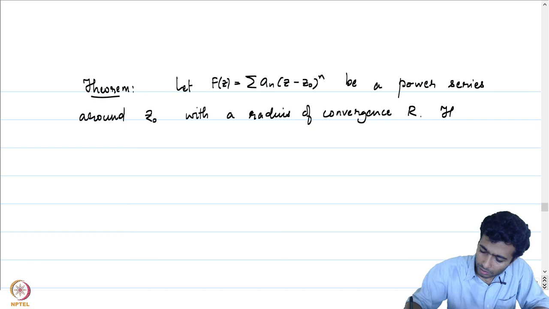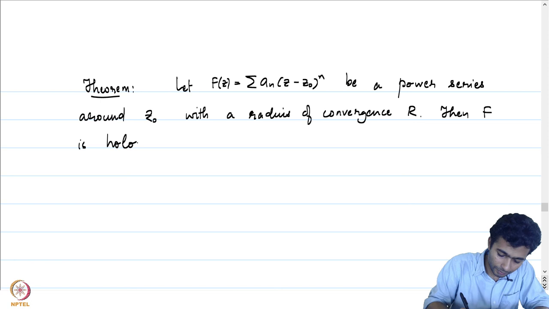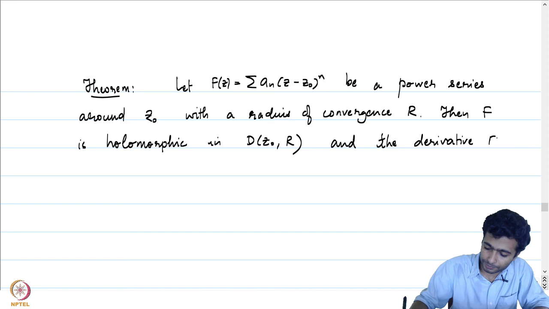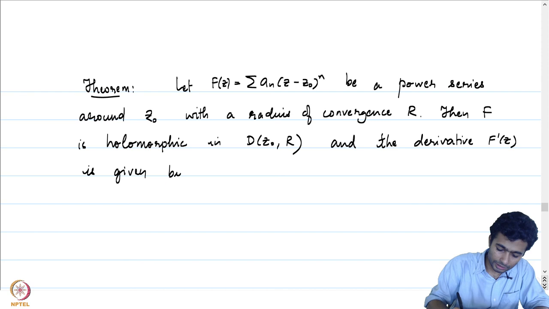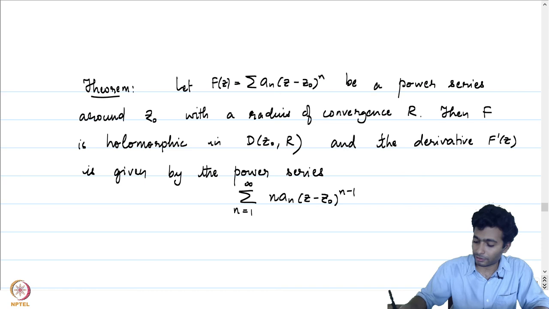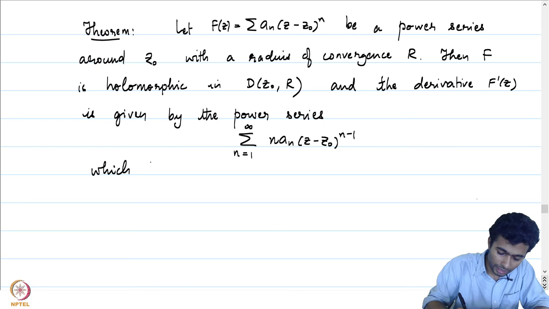Then this function f is holomorphic. Where is it holomorphic? It is holomorphic precisely in D(z0, R), and the derivative f prime of z is given by the power series summation n a_n (z minus z0) to the power n minus 1, which has the same radius of convergence as the power series we started off with, which has a radius of convergence R.